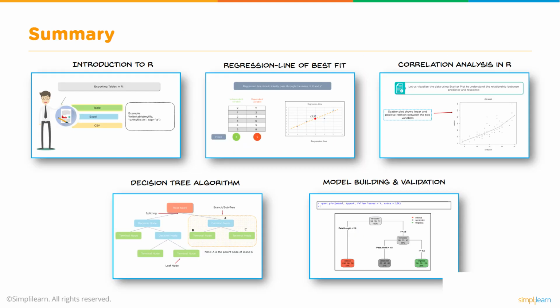So a quick summary, introduction to R. We went over the fact that you can import data very easily from a table, an Excel spreadsheet, a CSV file, and you can also export it. We went over the regression line of best fit and how those formulas work to slowly adjust that line until it fits with the least amount of error. We discussed correlation analysis in R, where we're correlating data between 2 objects. And then we talked about the decision tree algorithm and model building and validation.